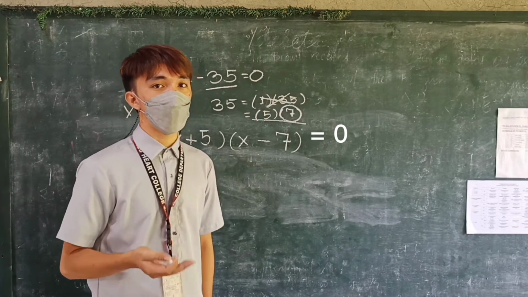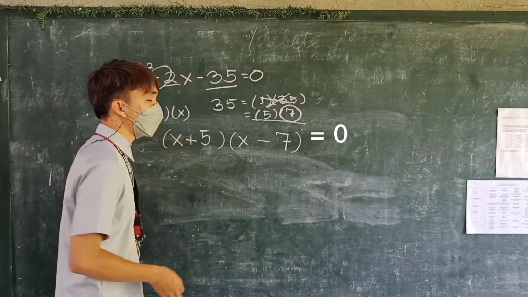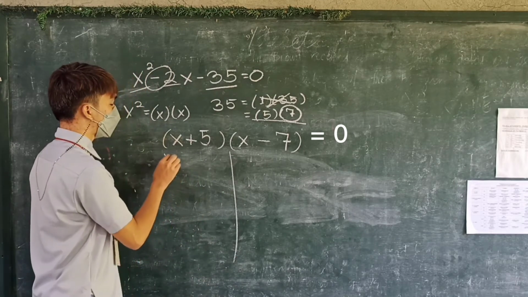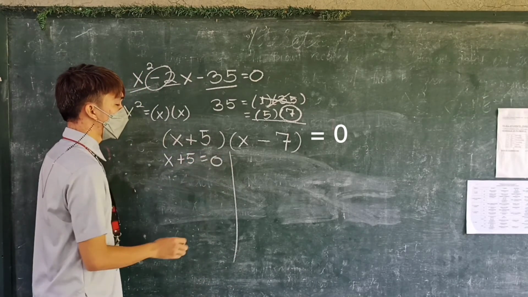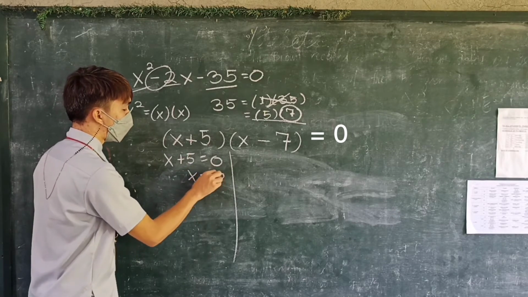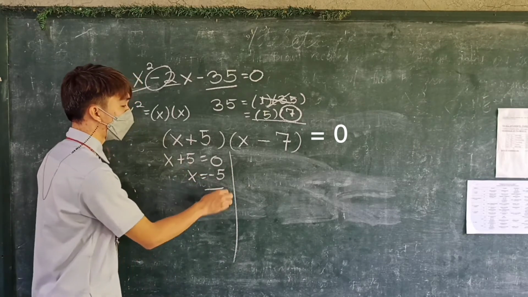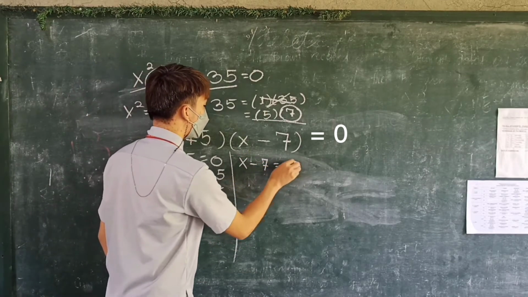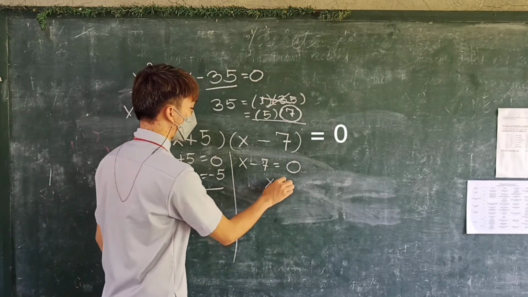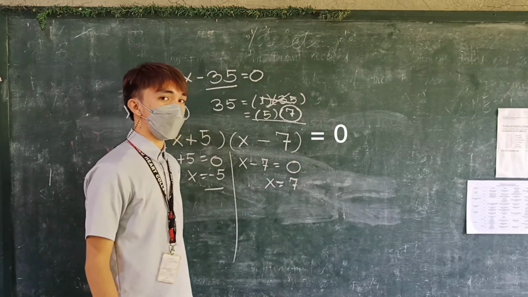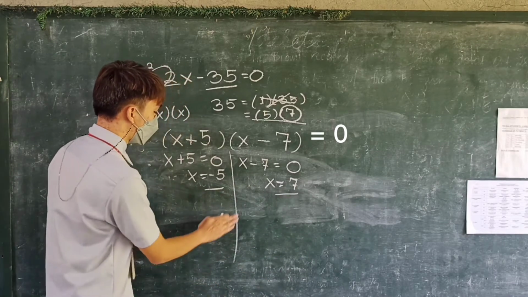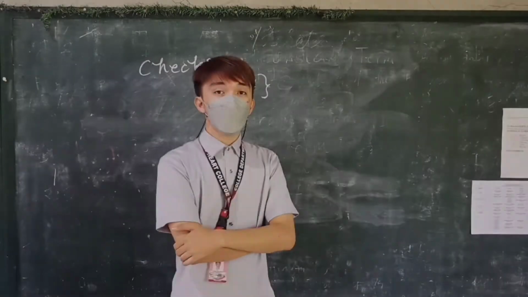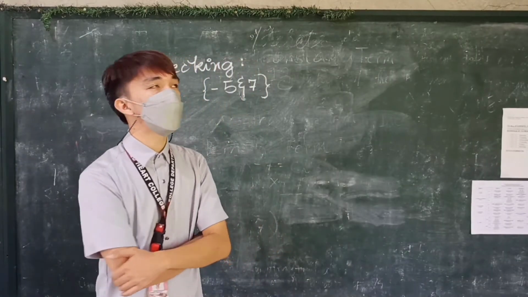Now it's time to look for the roots, or the value of x. So we are going to equate both factors to 0. First we have x plus 5 equals 0. Transpose 5, it will become negative 5. So the first root is negative 5. Next we have x minus 7 equals 0. Transpose negative 7, it will become positive 7. So the second root is positive 7. So the roots are negative 5 and positive 7. We already found the roots of our quadratic equation.